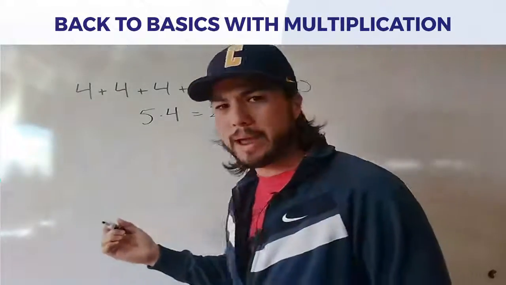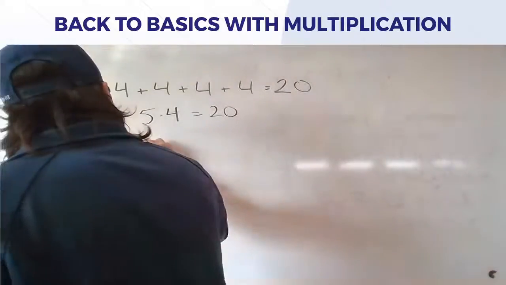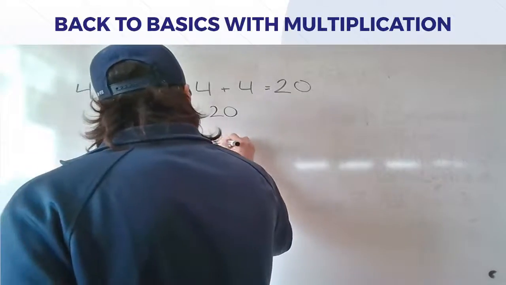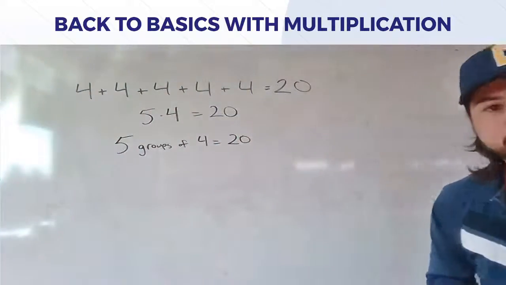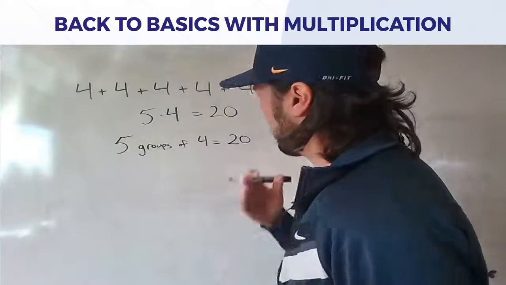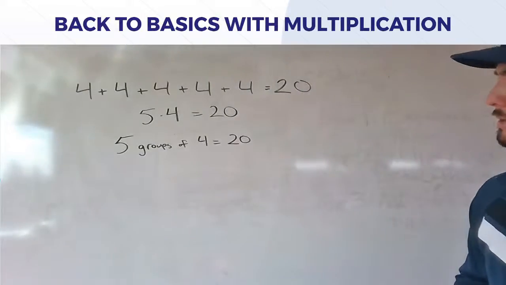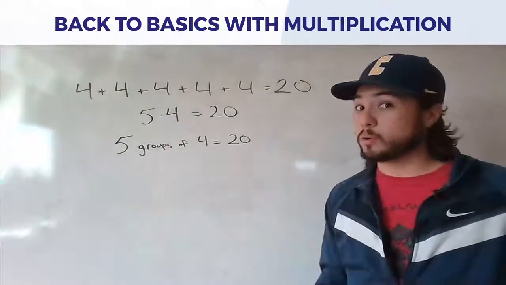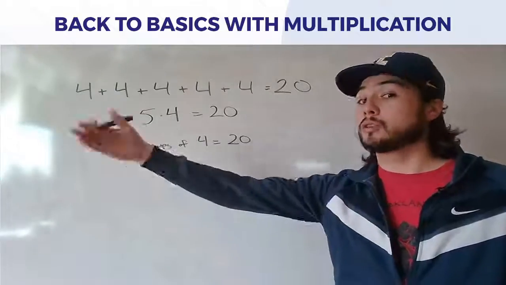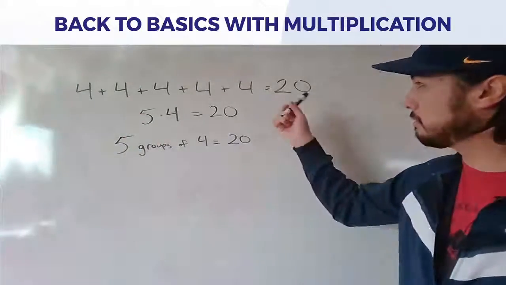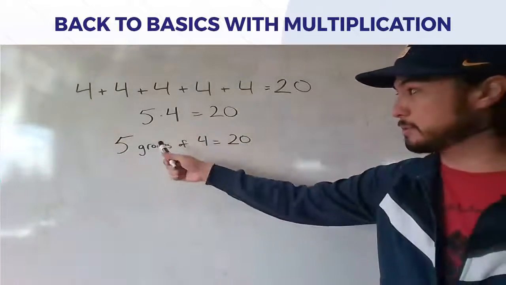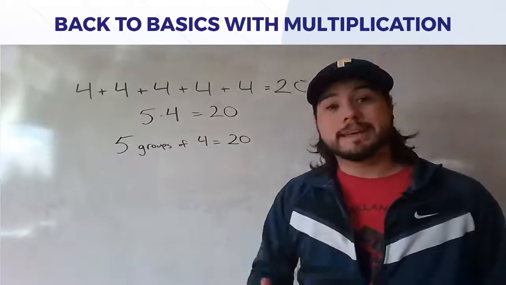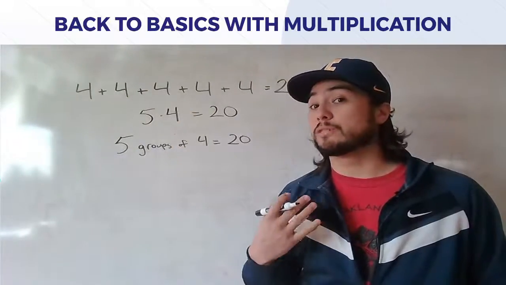Right? Another way we might write that is 5 groups of 4 equals 20. You might not want to use an equal sign. We'll write out equal there, but that's kind of splitting hairs at this point. So these are all ways to show the same action of taking a group of 4 and adding it over and over again until you get to 20. In this case, 5 groups of 4, or 5 times 4. Okay? The same principle holds true for fractions.